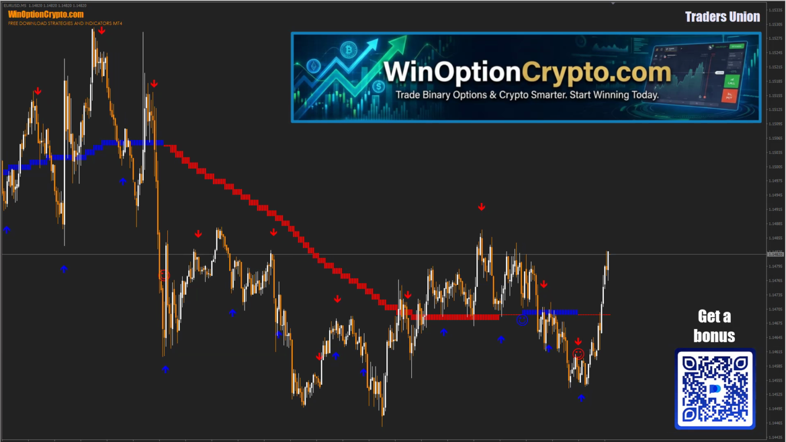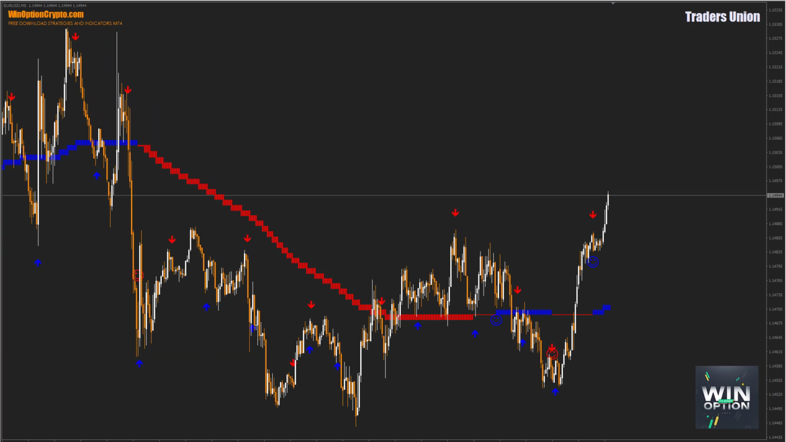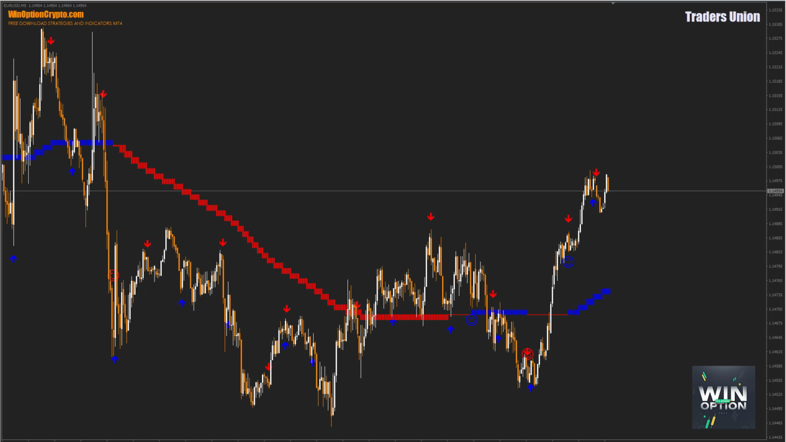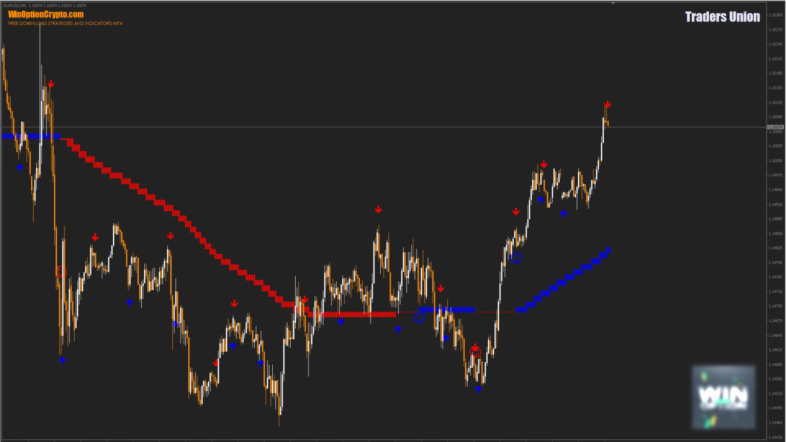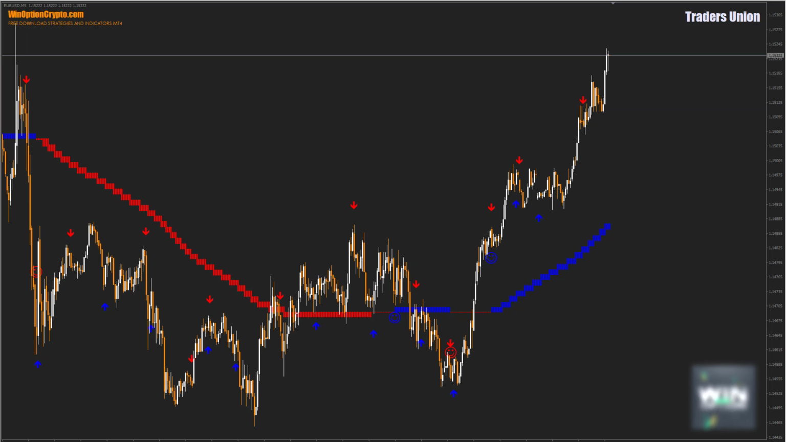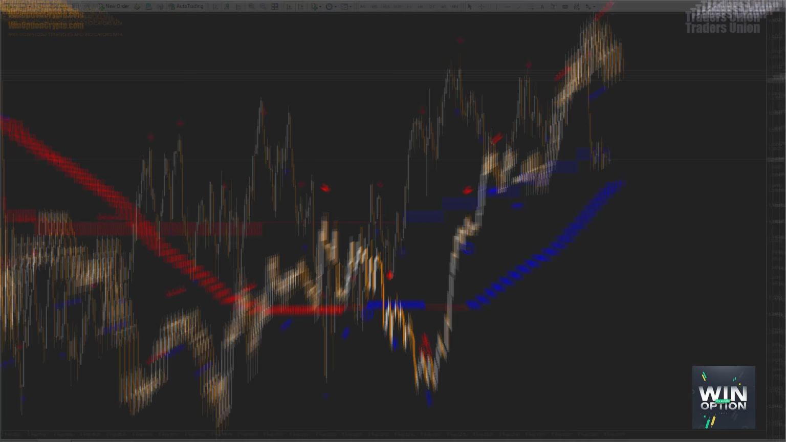winoptioncrypto.com. Such a combination of technical analysis tools is often used by binary options traders to assess the promising trading direction and the general market tendency. In this review, we will tell you which combination of parameters provides effective trading signals.